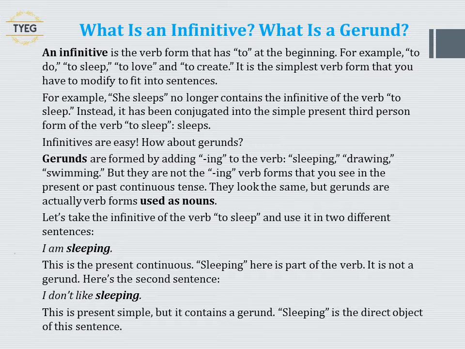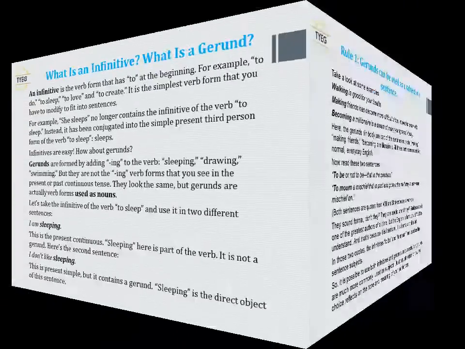Let's take the infinitive of the verb to sleep and use it in 2 different sentences. "I am sleeping." This is the present continuous. Sleeping here is part of the verb. It is not a gerund. Here's the second sentence. "I don't like sleeping." This is present simple, but it contains a gerund. Sleeping is the direct object of this sentence.